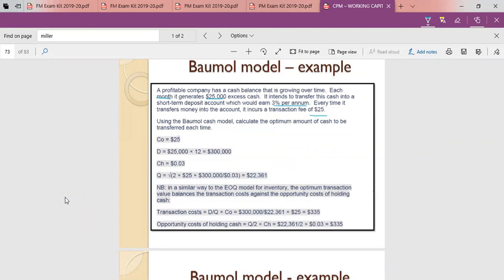Then we have CH as 3% per annum. Take it as 3%. Substitute in the formula and arrive at the value. We'll work out some more questions from the examination kit after a while. But today we'll learn the other model, the Miller ORR model.